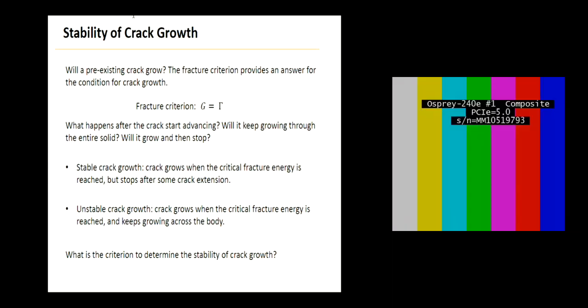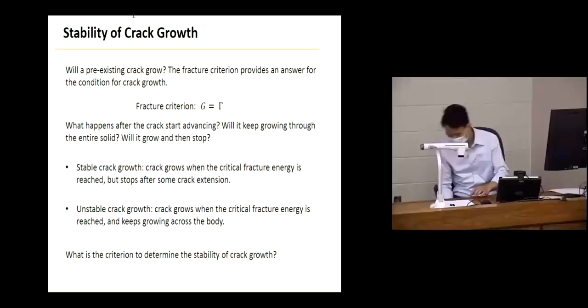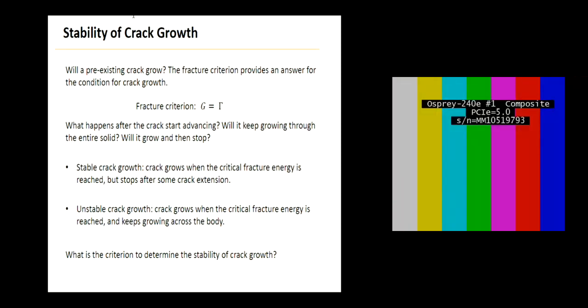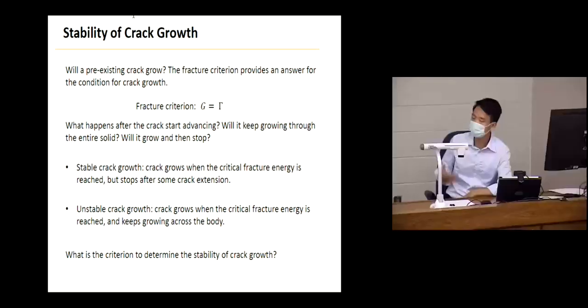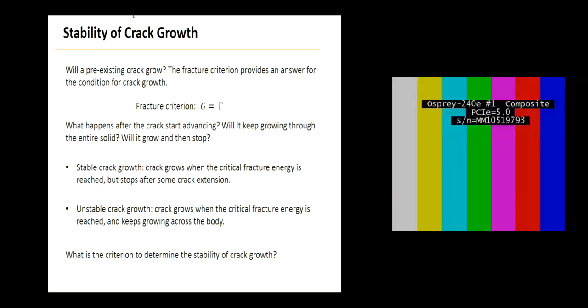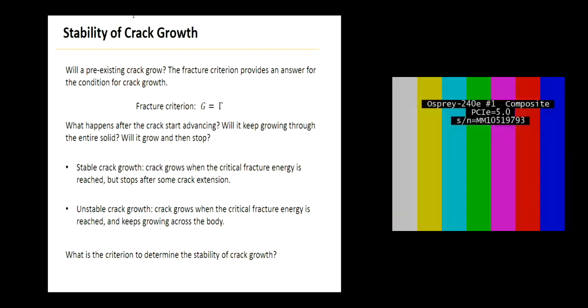So what we did so far is to answer the first question: if we have a pre-existing crack in a solid, is it going to grow? By now we can answer that because we have a fracture criterion. You calculate the energy release rate and make sure it's smaller than the fracture energy. If so, the crack is not going to grow. That's the first question.